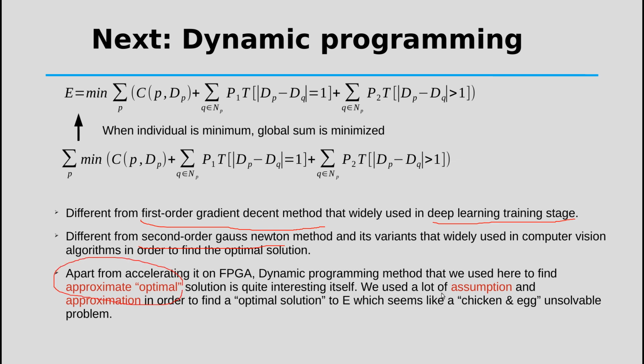We use a lot of assumptions. For instance, we decompose, and we will talk about this in the next episode. We make some assumptions that one term can be decomposed into multiple terms, the summation of multiple terms, in order to find the optimal solution to E, which seems like a chicken and egg unsolvable problem. So we will talk about these chicken and egg problems next episode.